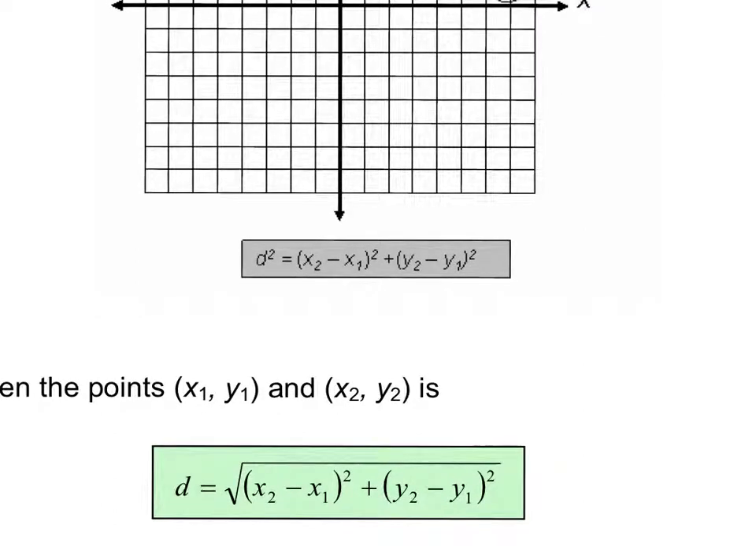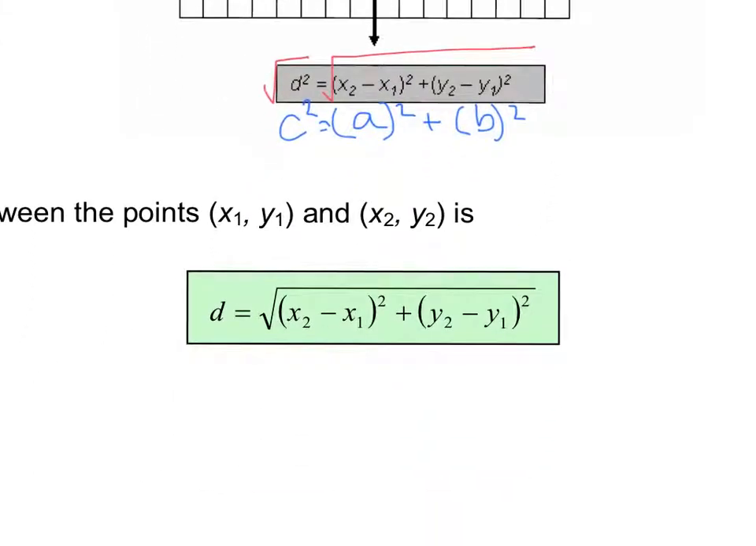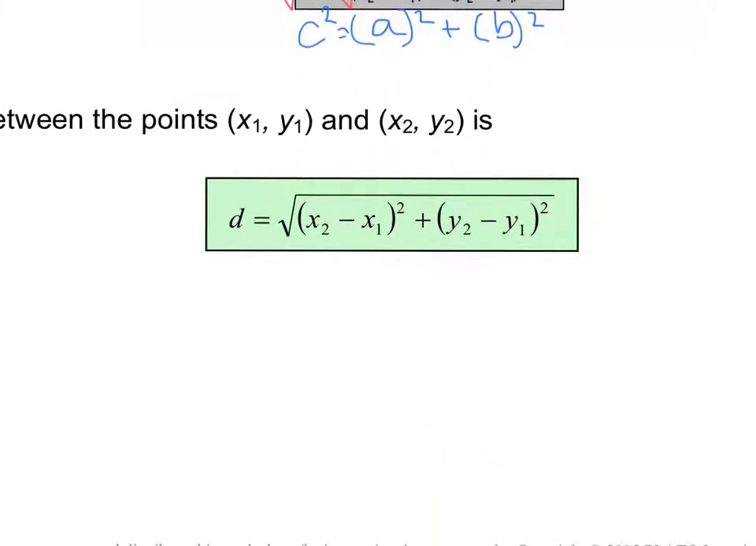D squared is equal to x2 minus x1, which is the same as a, squared, and y2 minus y1, which is the same as b, squared. Here, d squared is the same as c squared. And our last problem is we want the distance and not the distance squared. So that means that we need to take both sides and take the square root. That way we'd end up with just d. And so as a result, this is our distance formula.